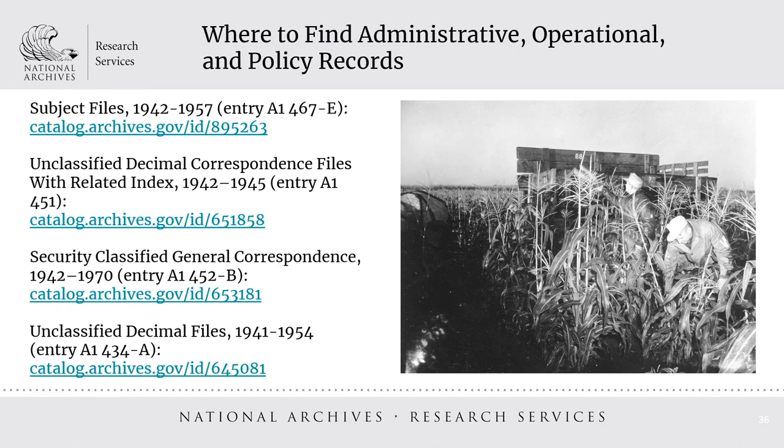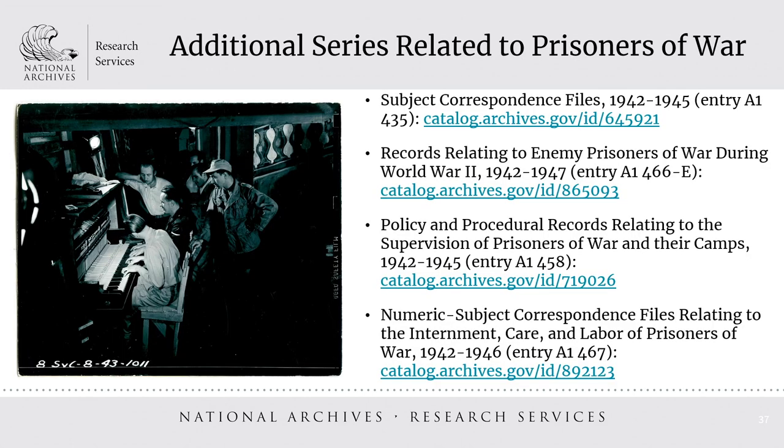Other series of subject files, decimal files, and correspondence files may also be useful when researching enemy POWs and POW camps. These series primarily contain administrative, operational, and policy-related records. Many series like these are high-level records that contain information on a wide variety of POW topics. In addition, there are also series that focus on specific issues related to prisoners of war, such as supervision or internment, care, and labor. Each of these series is described more fully in the National Archives catalog. As I mentioned earlier, many of the catalog entries include container lists or file units lists, so you can use the catalog to learn more about what might or might not be available in each series.